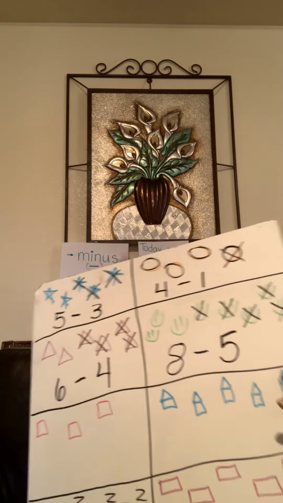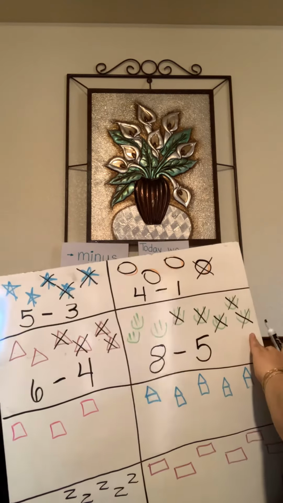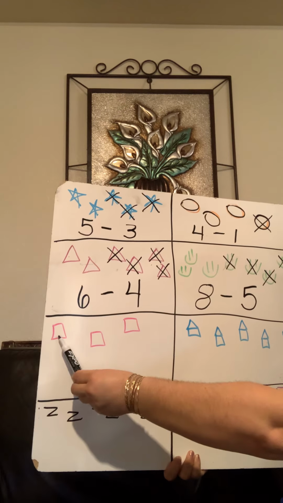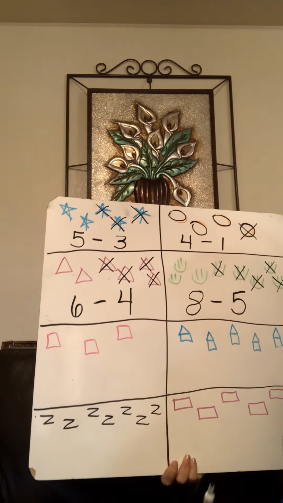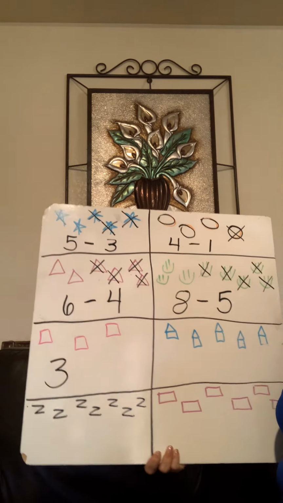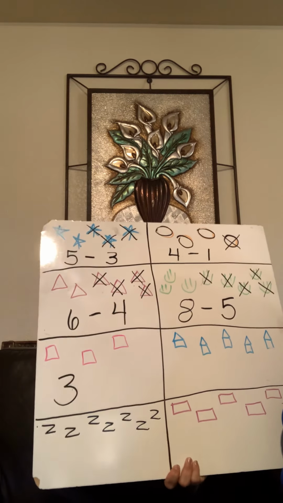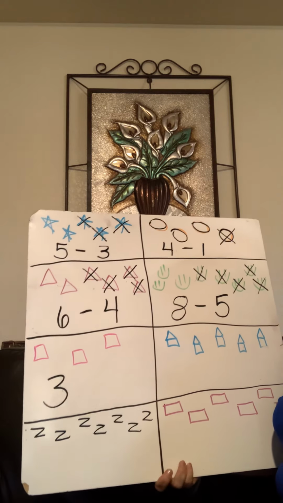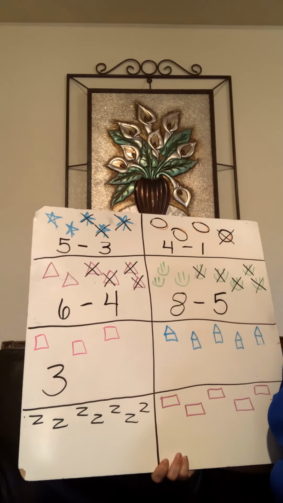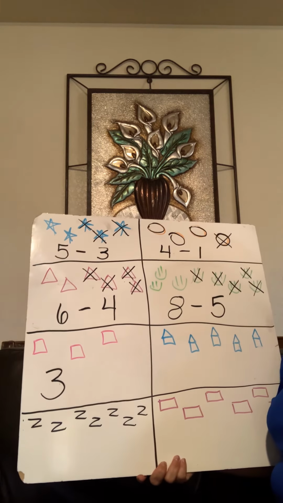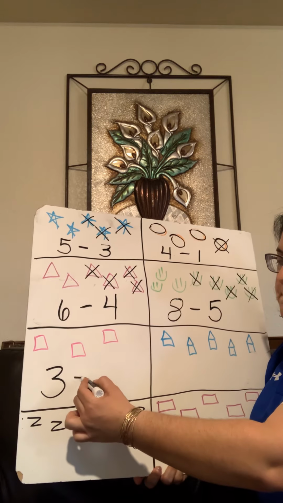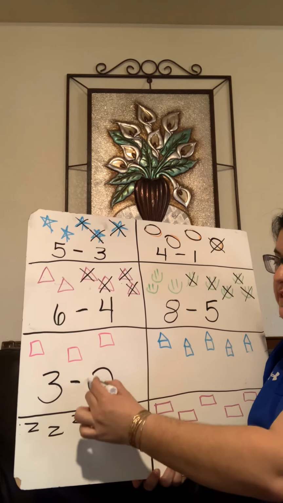We have the squares. How many squares do we have, boys and girls? Yes, we have 3 squares. So I have 3 squares. I didn't give any of them away. I kept all the squares. So am I going to X any of the squares? No, because I'm keeping them. So I'm going to do 3 minus 0.